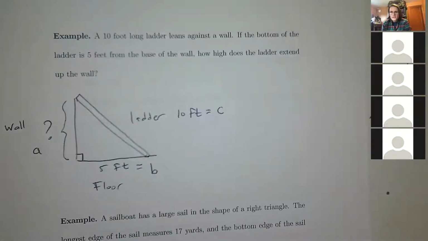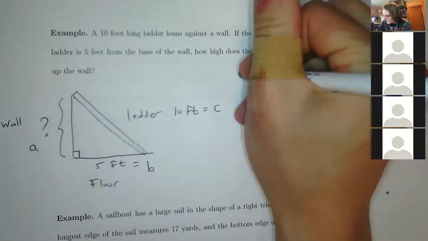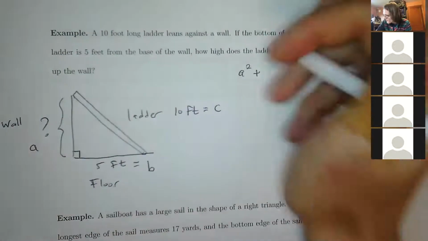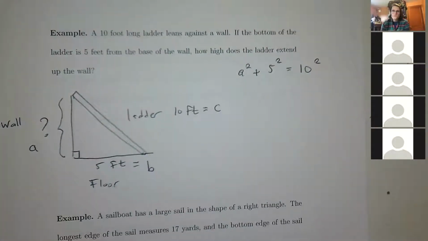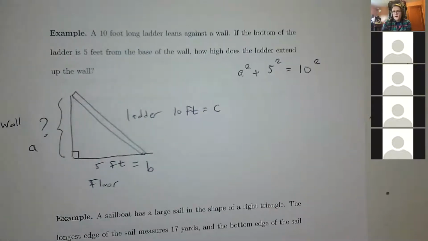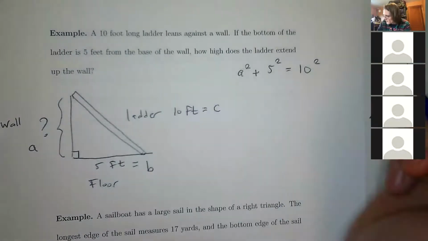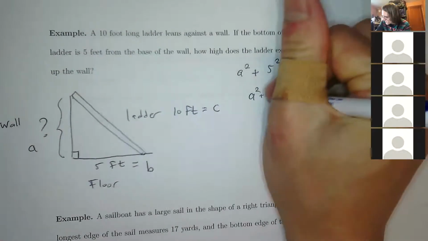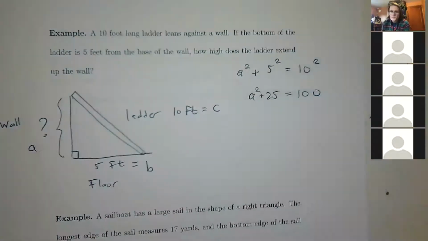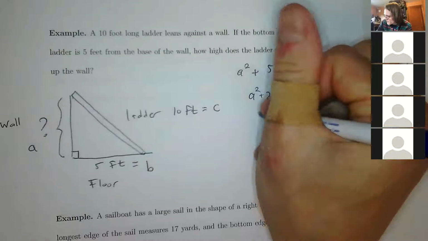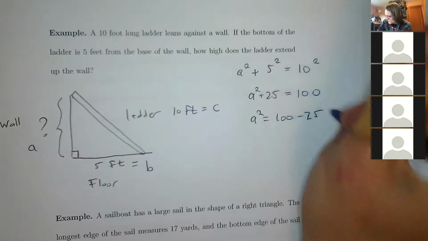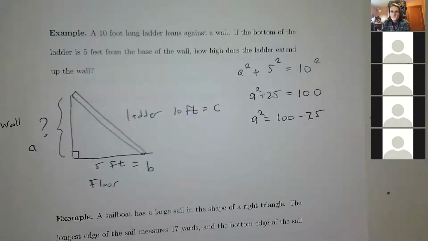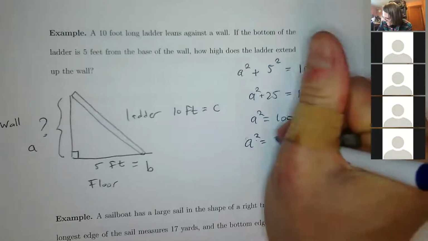And so now I just use the Pythagorean theorem. So I get A squared, again, A is unknown, plus B squared, B is 5, so 5 squared, equals C squared, 10 squared, 100. And now, just like the past couple problems, we just solve for the missing side, A. So what do I get? I get A squared plus 25 equals 100. Again, I want to get the A squared by itself, so I can take a square root. And so I get A squared equals 100 minus 25. And so that's 75. So A squared equals 75.